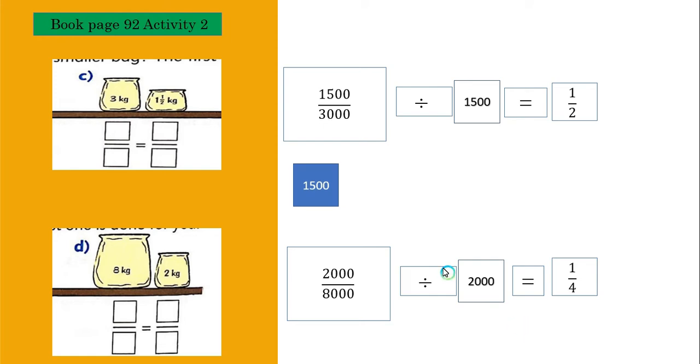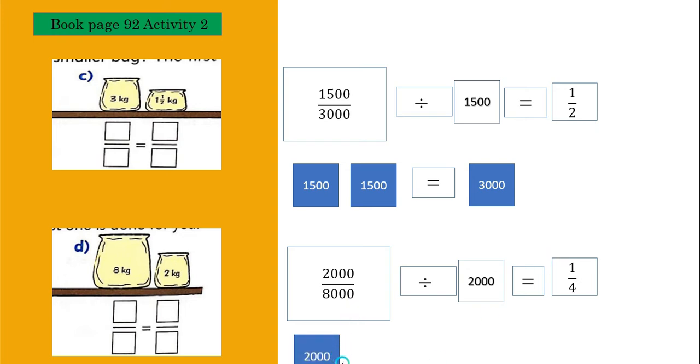Or we can use this. How many 1,500s do we need to complete the 3,000? It's 2. 1,500 plus 1,500, the answer is 3,000. Now, how many 1,500s are we talking about here? It's only 1. And how many parts? It's 2. That's why the answer is 1/2.